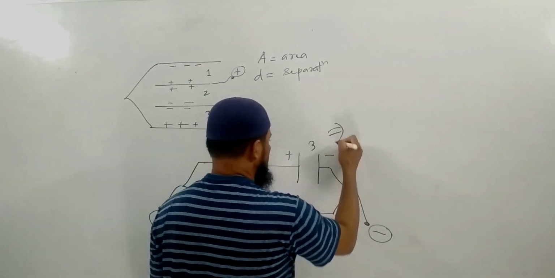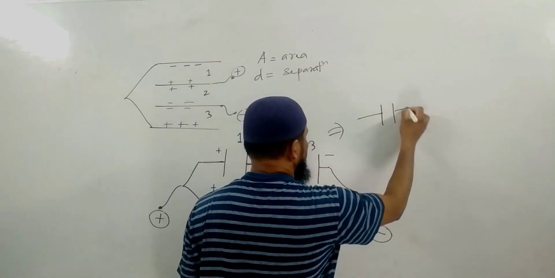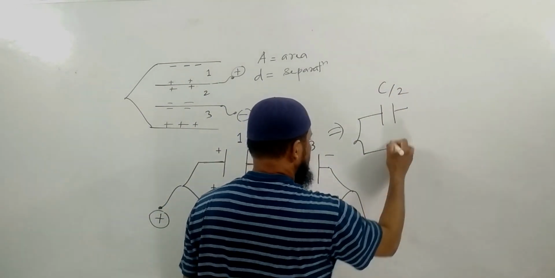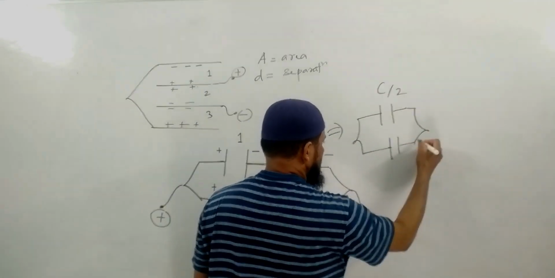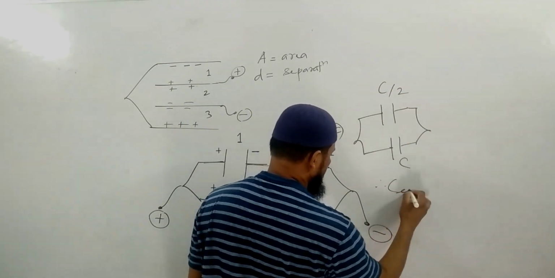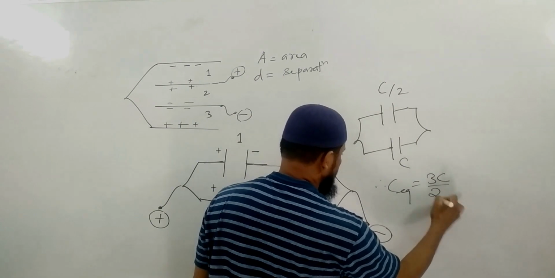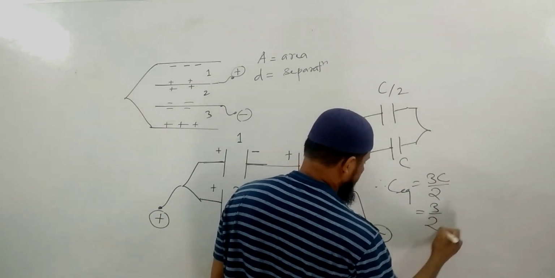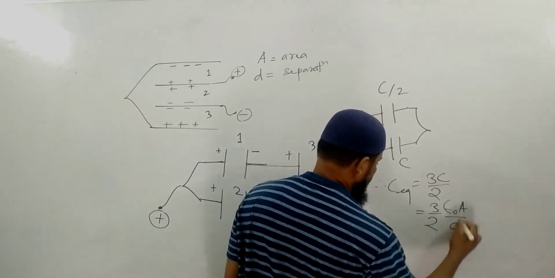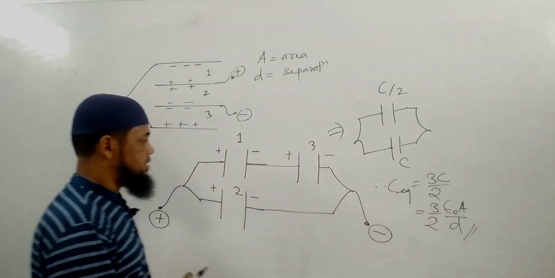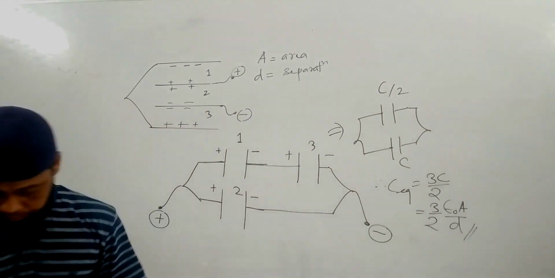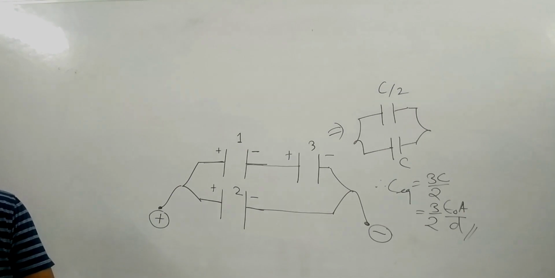So this circuit is equivalent to C by 2 and C here. So therefore C equivalent will become 3C by 2. And how much is C here? Epsilon naught A divided by D. Quickly do it. Let me show you one more problem here.